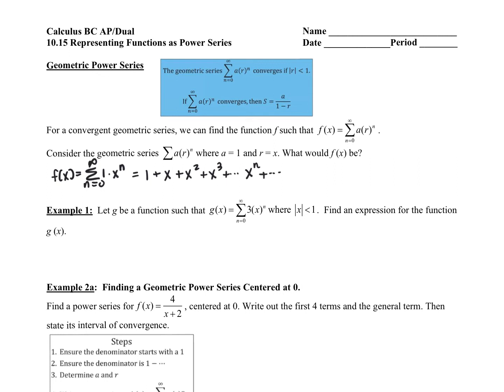So if you do a geometric series where a is 1 and r is x, you now have a power series, right? Because it's now a power of x. So this is an infinite polynomial.